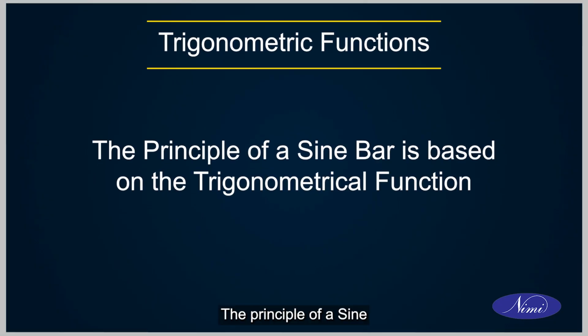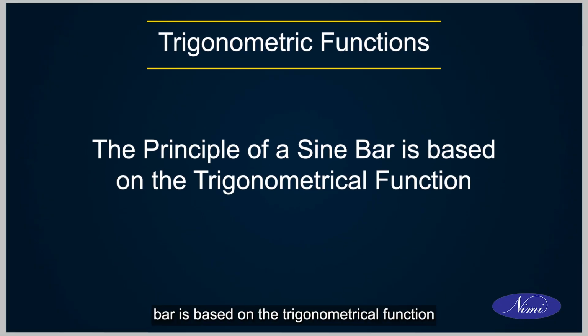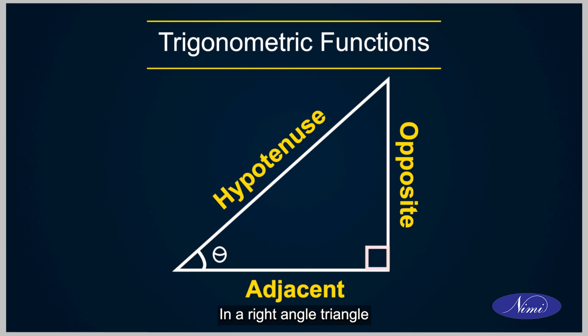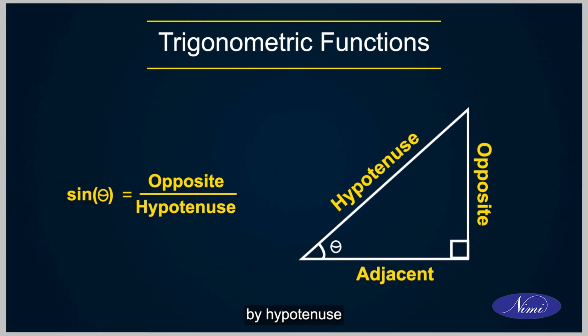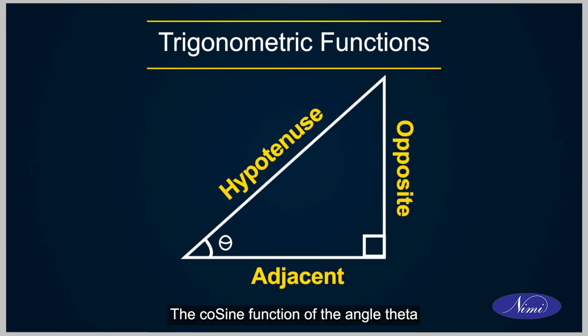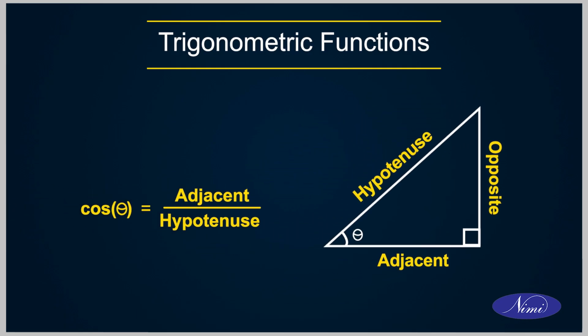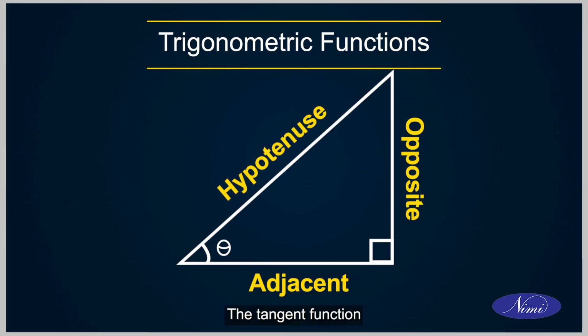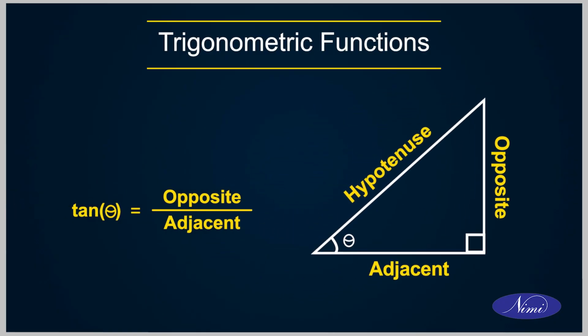The principle of a sine bar is based on the trigonometrical function. In a right-angled triangle, the sine function of the angle theta is equal to the opposite side of the angle by hypotenuse. The cosine function of the angle theta is the adjacent side of the angle by hypotenuse. The tangent function of the angle theta is the opposite side by the adjacent side of the angle.